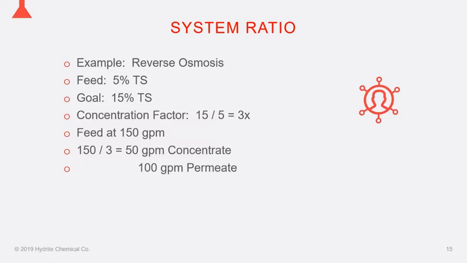my feed supply is coming to the membrane system at 150 gallons a minute. So out of that 150 gallons a minute, I need to determine how much has to be concentrate and how much of it has to be permeate for me to achieve that 15% solids. So basically what I do is I take the 150 gallons a minute, divide it by 3, which is my concentration factor, which gives me 50, which means I've got to have 50 gallons a minute of concentrate. So remember the first diagram, what goes into a membrane system has to come out. So the remainder has to be 100 gallons a minute permeate.